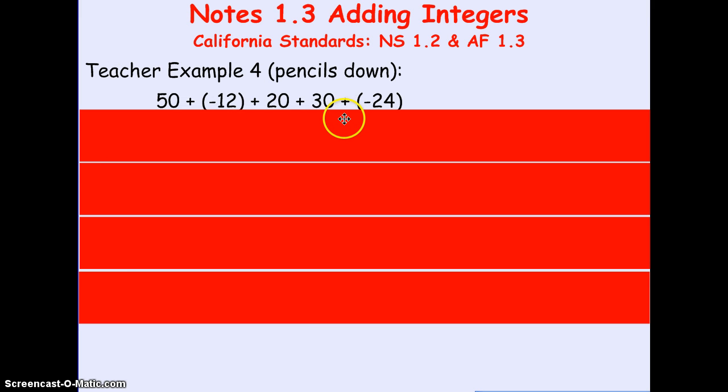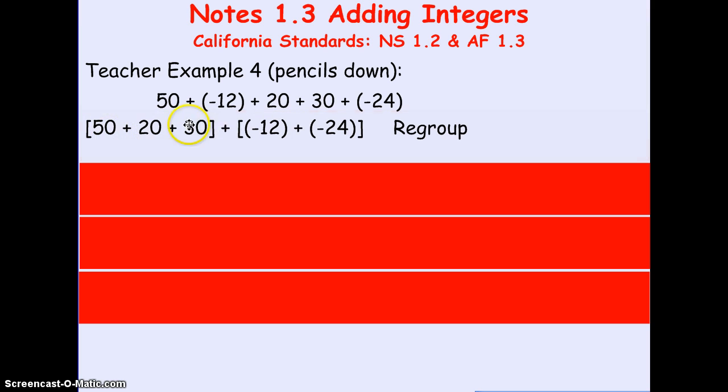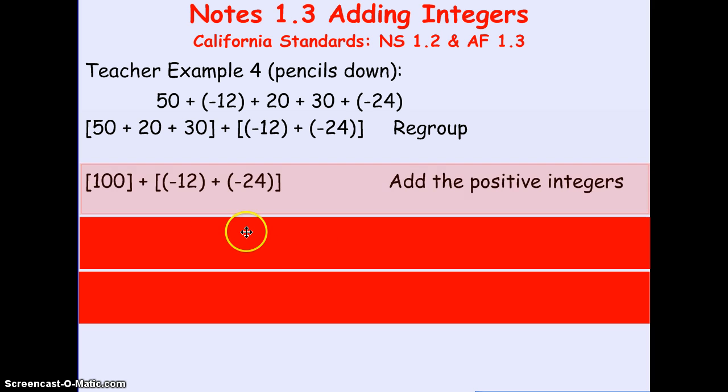Okay, final teacher example. Again, I have a whole bunch of different numbers all through here. Notice it does not ask me to name any properties, so I don't have to write down the properties I'm using, but you may still want to use them. Remember, the trick we learned would be to do all the positives first, then all the negatives, and then secretly subtract. So if I add up my positives, here I've got 50, 20, and 30, which we know is going to be 100. And then I add my negatives, I have negative 12 and negative 24, which you know is going to be negative 36.